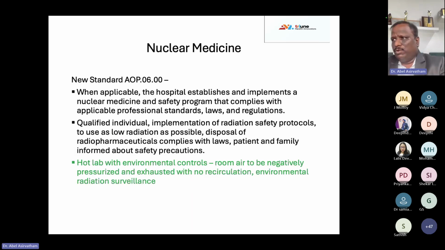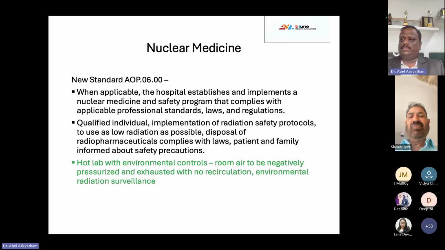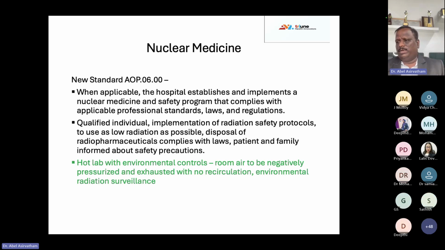Then this is a new standard of nuclear medicine, AOP6. When applicable, the hospital establishes and implements a nuclear medicine and safety program that complies with the laws and regulations. Qualified individual, okay, a nuclear medicine specialist, implementation of radiation safety protocol to use as low radiation as possible. And one more thing, they give the requirements with regards to the hot lab, which we use in the nuclear medicine department, with environmental controls, room air to be negatively pressurized and exhausted with no air recirculation, and environmental radiation surveillance. We'll be talking about this later also.